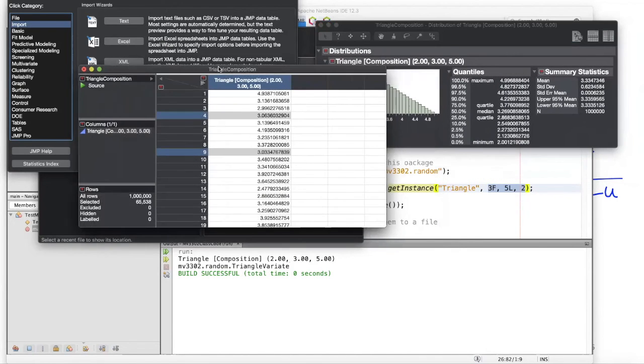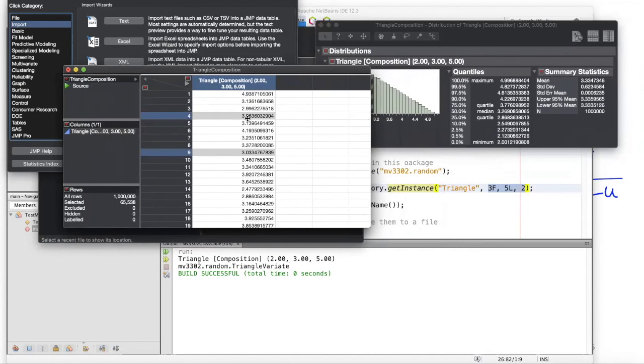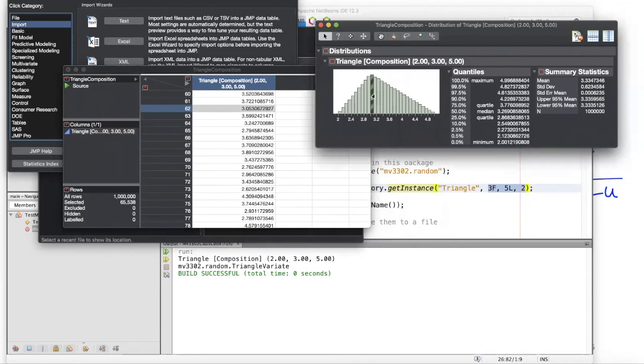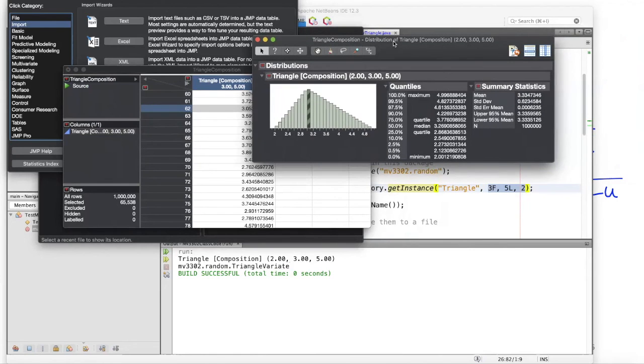And if we take a look at the values that are shaded, so 3.06, 3.03, all the shaded ones are right around 3, and that's where the mode was. That was this 3 here. Okay, so what this demonstrates is that we were actually generating from the right distribution.